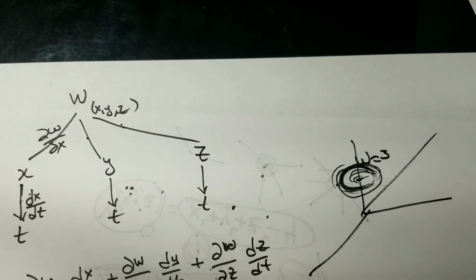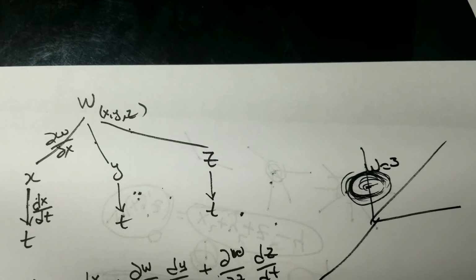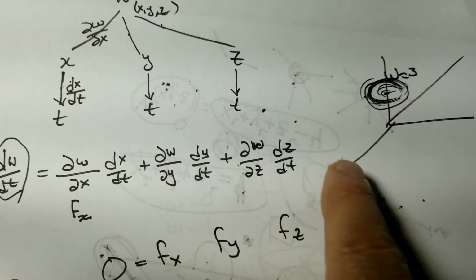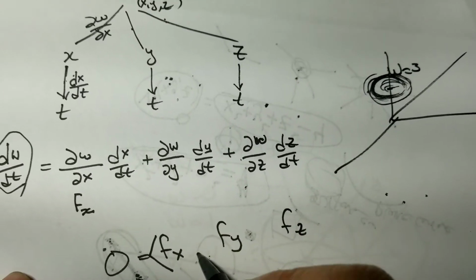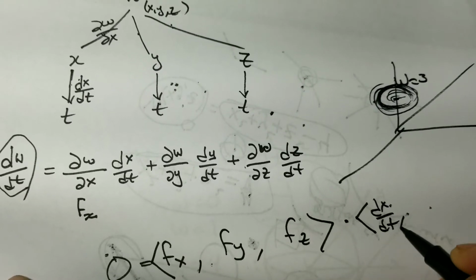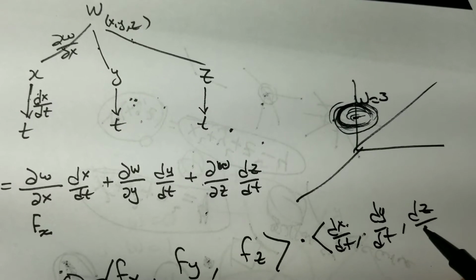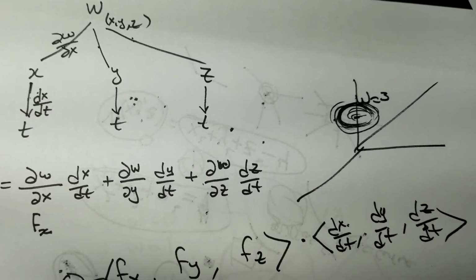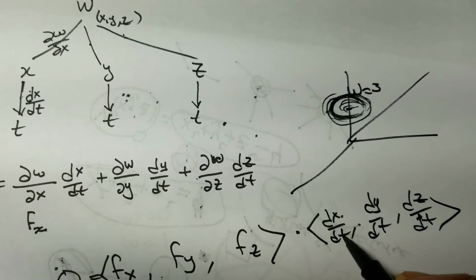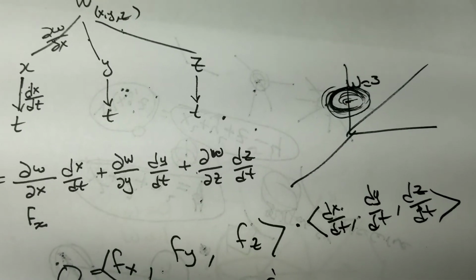I'm considering this as a level surface, and therefore this is the partial derivative with respect to x, partial derivative with respect to y, partial derivative with respect to z. This is the sum of three products. I write it as a product of two vectors, and this is dx/dt, dy/dt, and dz/dt. This is nothing except the gradient f, and this is nothing except dot r prime, and it is equal to zero.